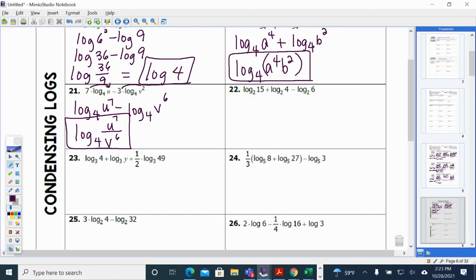On number 22, we've got a plus and a minus. So left to right, we're going to multiply the 15 and the 4.